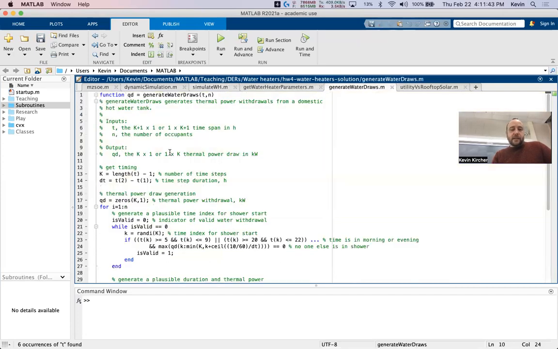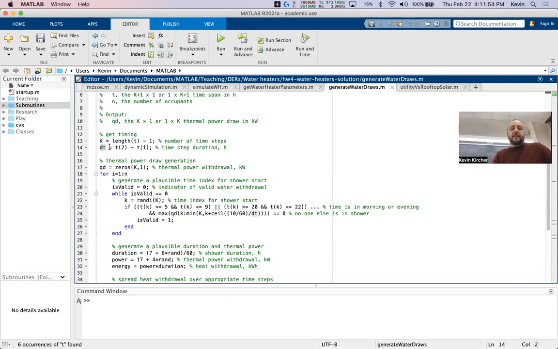So what that function looks like, I just pass in t and n, but I'm going to need k, the dimension there. So I get it by just looking at the length of the time vector and taking 1 off of that. And then dt again comes from just the difference between t1 and t2.